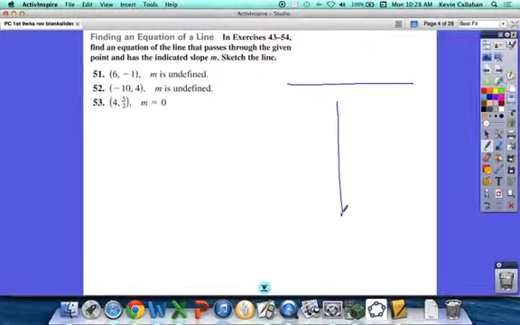So let's look at number 51. If you had to come up with the equation of a line which has an undefined slope and goes through (6, negative 1), what would it be?